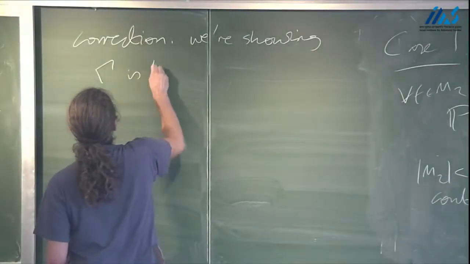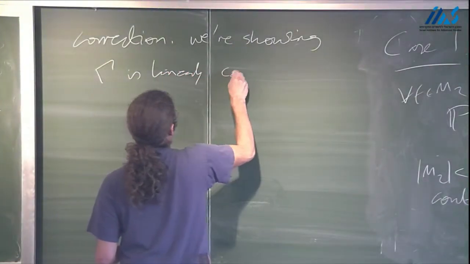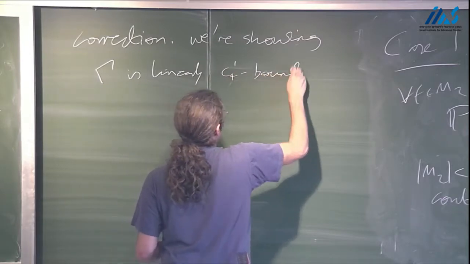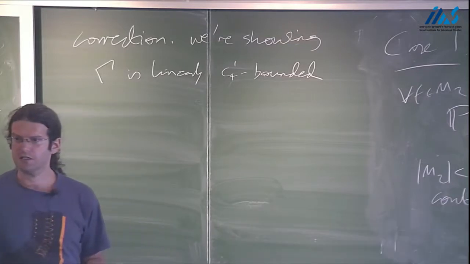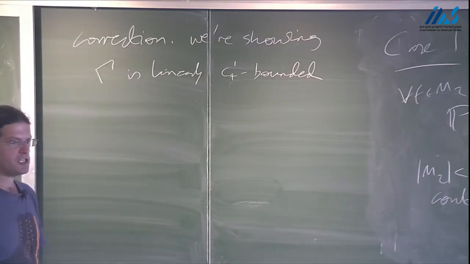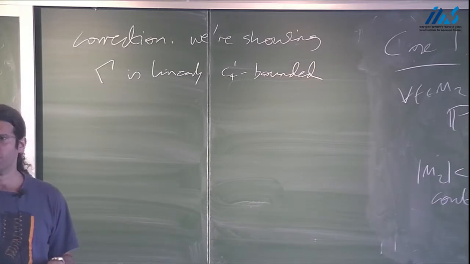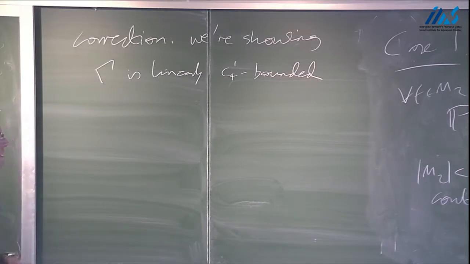Gamma is linearly C4 prime bounded. It didn't affect anything I did so far in the estimates, because all of these constants which I'm writing, all of these C's, are very small compared with the densities. So if you go back on those calculations and replace C3 by C4, it's not going to make any difference. So where are we at?